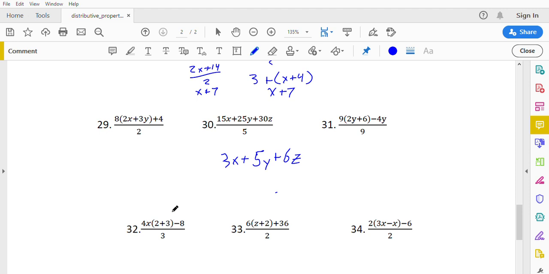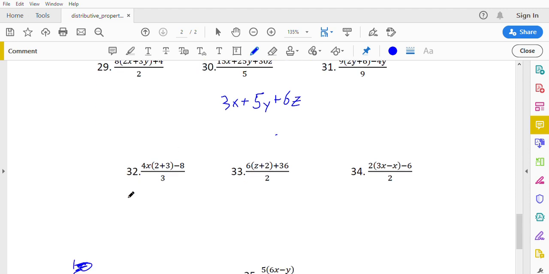Let's pick this one. It's gonna get ugly real quick. Again, don't overlook the obvious. 4x times 5 minus 8 over 3. Remember your order of operations. If you simplify this first, do not, no. Order of operations: multiplication first and then subtraction. 4x times 5 is going to be 20x minus 8 over 3.